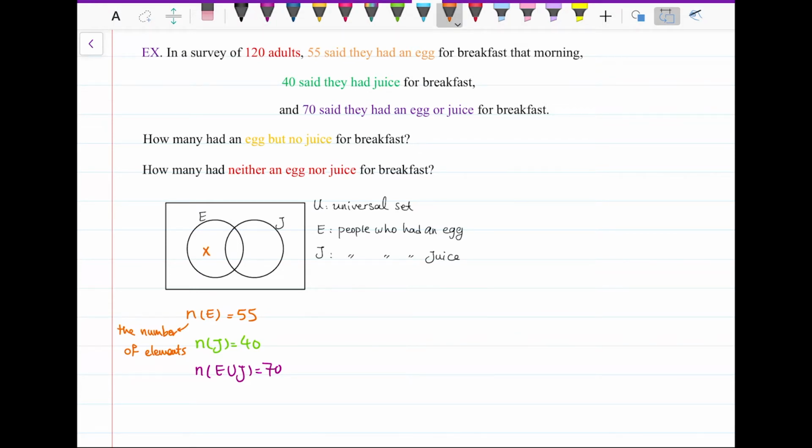And let me do something else. I'm gonna say that I have X people in here. I have Y people in their intersection. I have Z people in J, and I have W on the outside. Okay, very good. So based on whatever I wrote over there for X, Y, and Z, N of E, which is 55, would be X plus Y. Okay, E contains both X and Y. And N of J would be Y plus Z.